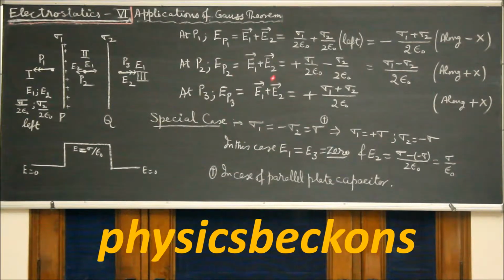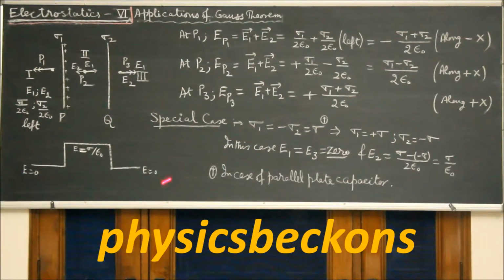EP2 is E1 plus E2 equal to sigma 1 over 2 epsilon naught, positive because it is in plus x direction, minus sigma 2 over 2 epsilon naught, negative because it is in minus x direction, leading you to the expression sigma 1 plus sigma 2 over 2 epsilon naught. So these are the expressions for field in the three regions.